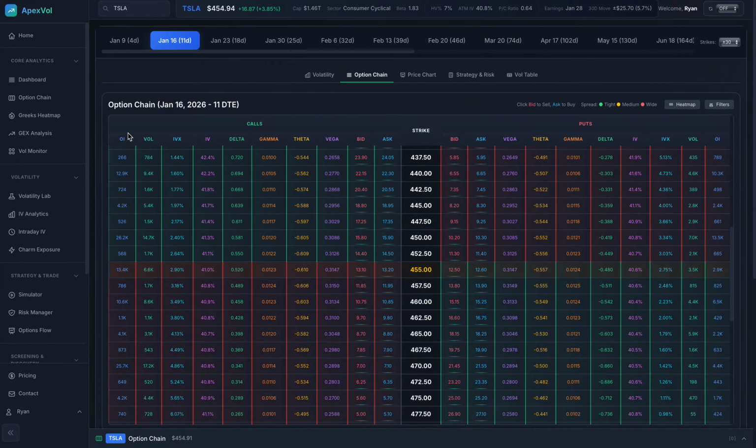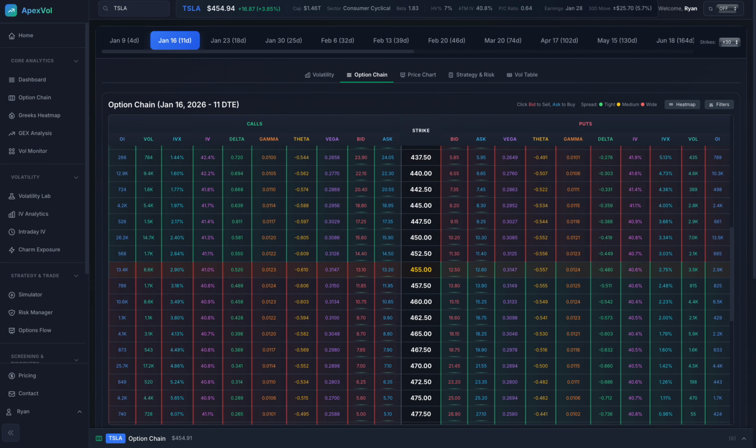The open interest shows the total open contracts at strike level. The volume shows the contracts traded today. The IVX is the move from the mid price for the current strike. So if you have a $455 strike, the IVX against the 455 is roughly 1.97%.